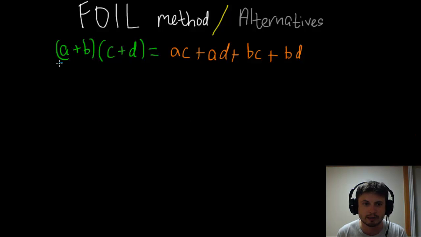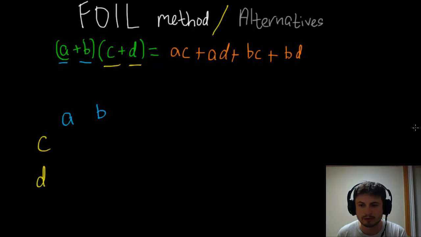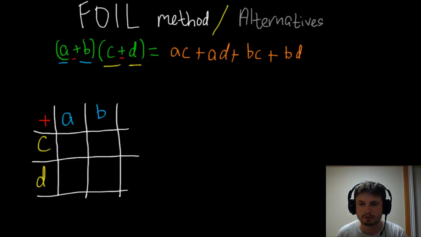So let's just underline these with blue and underline these with yellow. So this is going to be a new color for these letters, and I'm going to write my A and B right here, and I'm going to write my C and D right here. And just to remember, we're going to add a plus because that's our plus right here. And basically what you do is you draw a table just like this, and now you cross multiply every single one of these little cells inside the table.